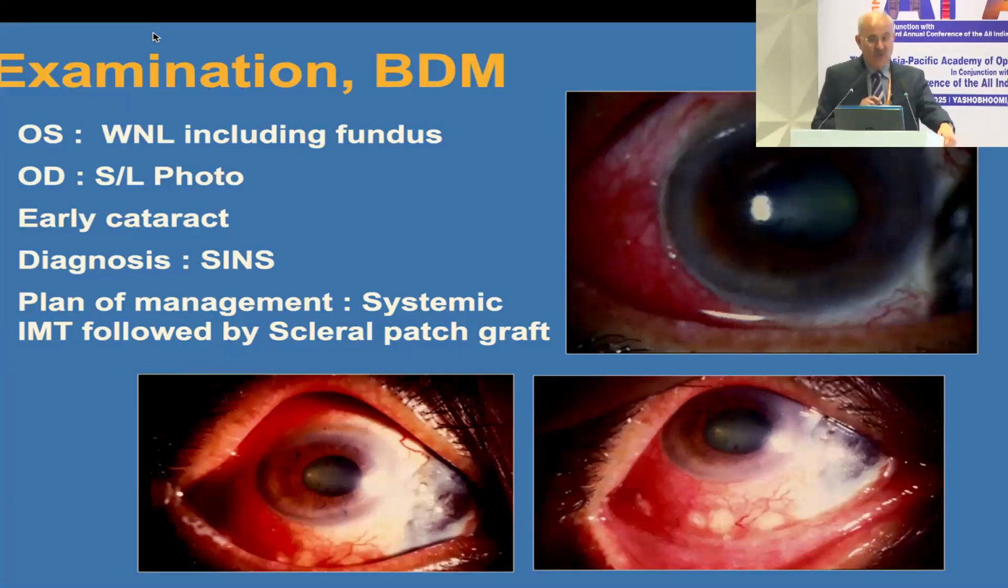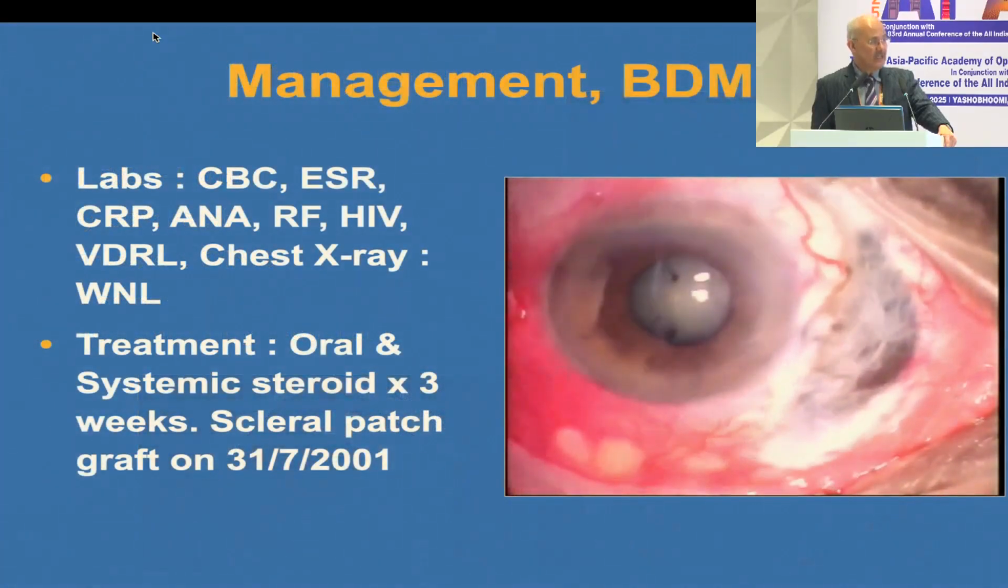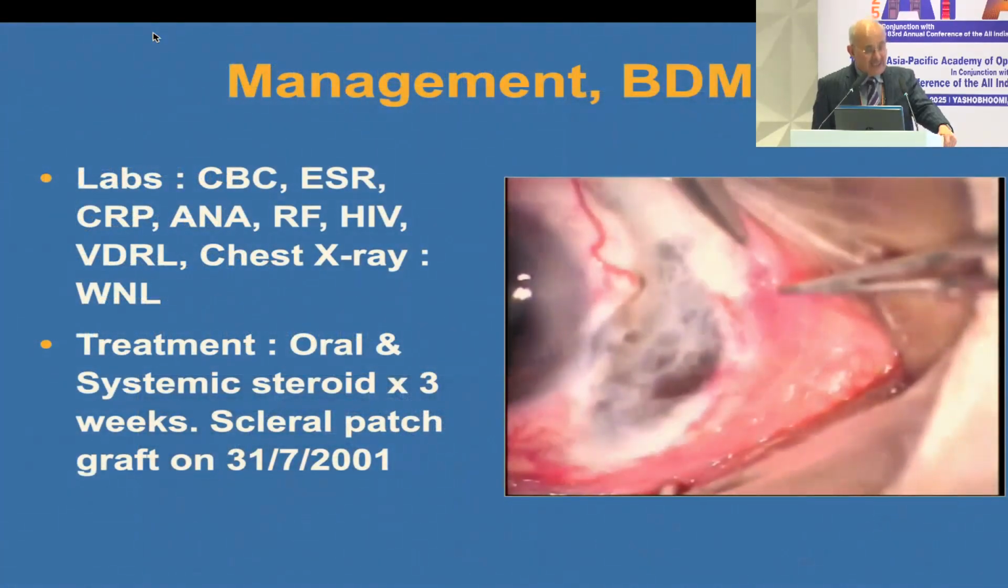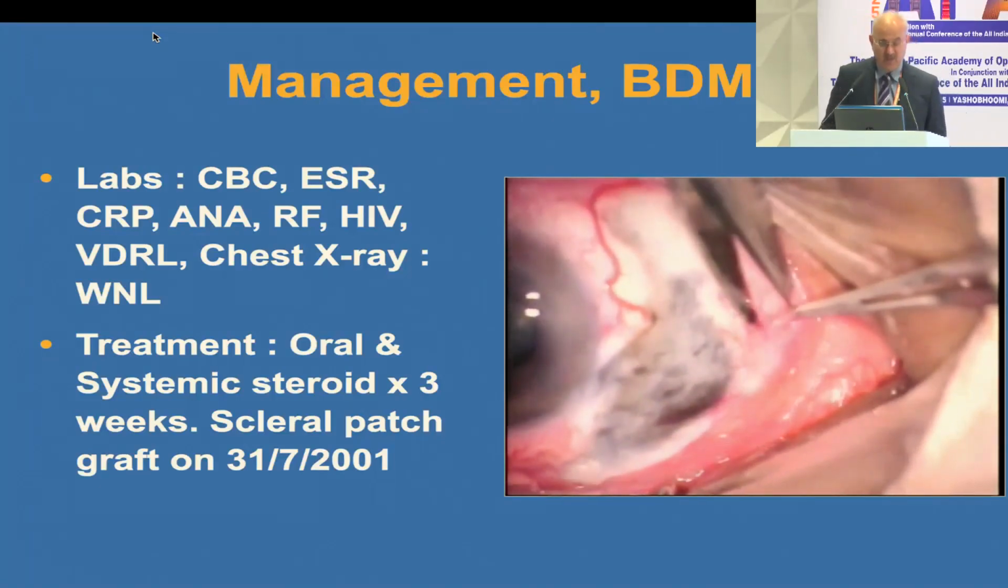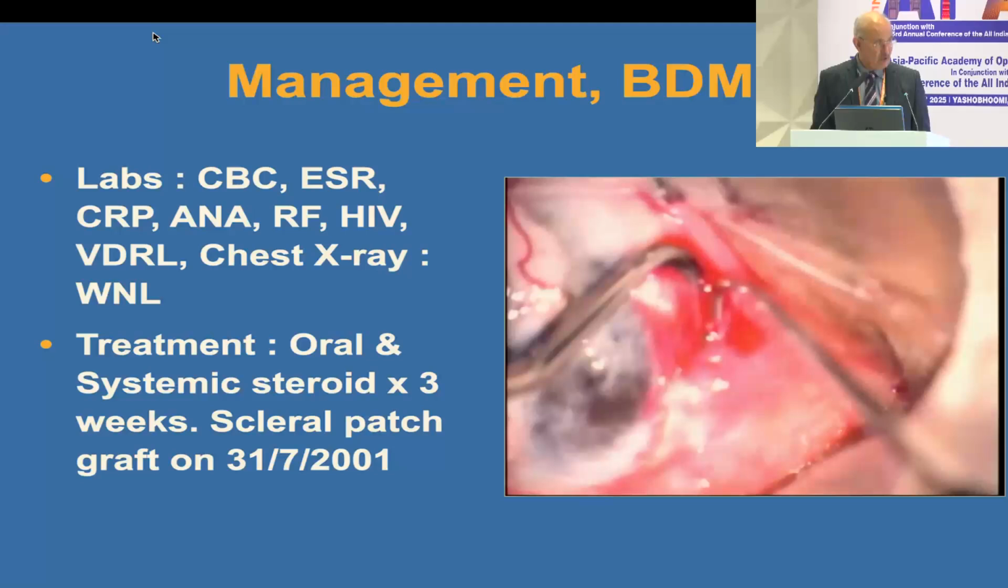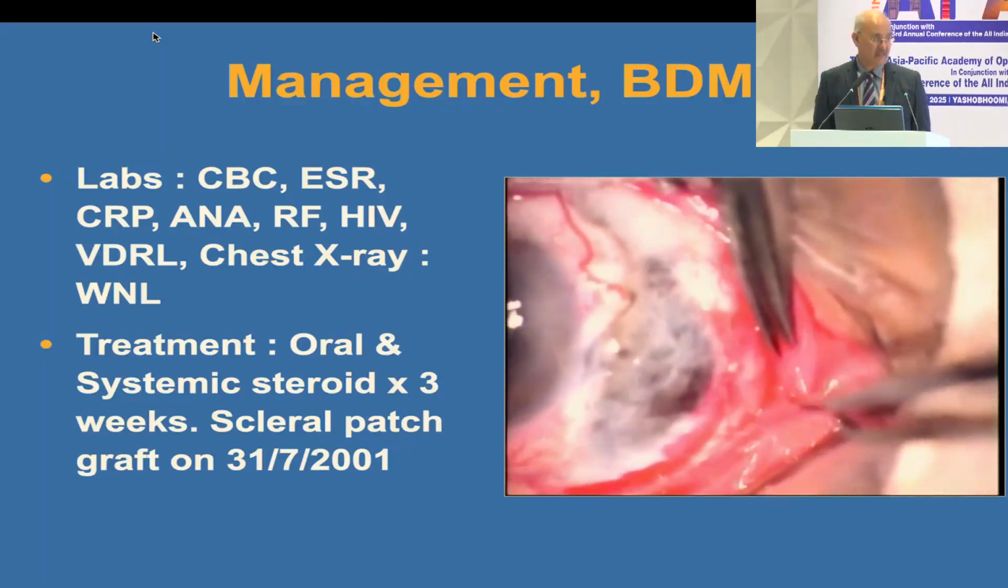So now here it's very important to understand, if I do a patch graft first, then the same inflammatory process will melt that graft also. So what was the key? To treat the patient systemically after doing a basic investigation and then do a patch graft. So I treated him with IV cyclophosphamide, IV methylprednisolone, then oral for 6 weeks, and then went ahead and did a scleral patch graft.